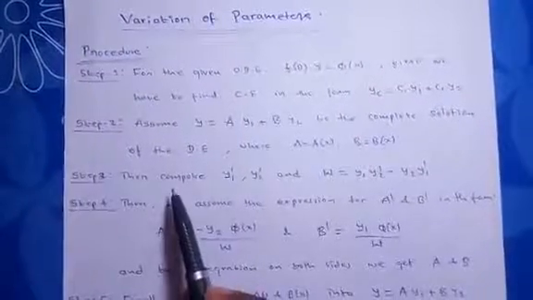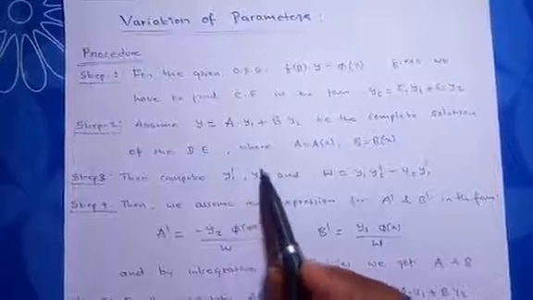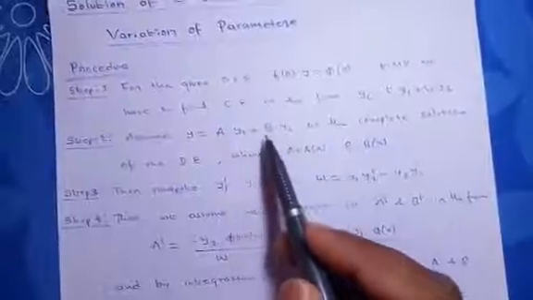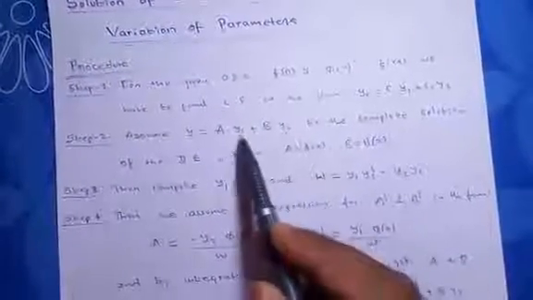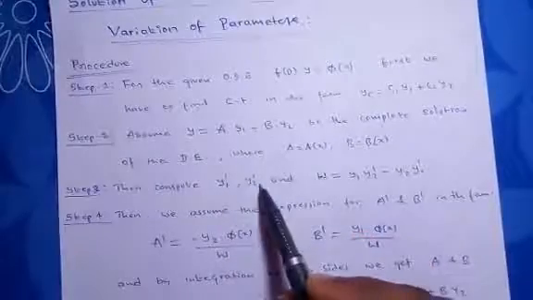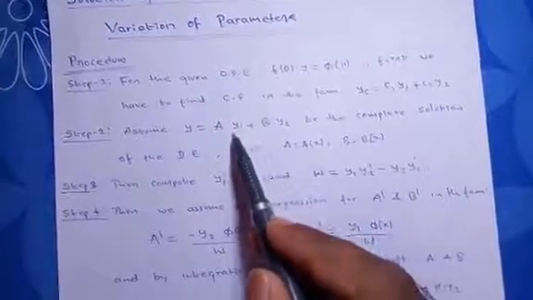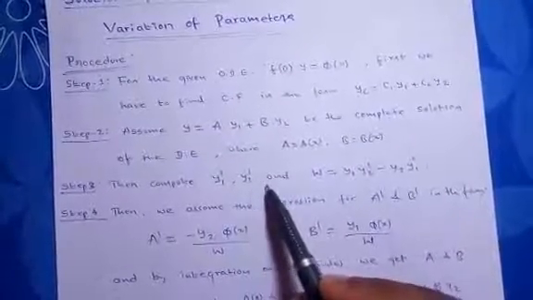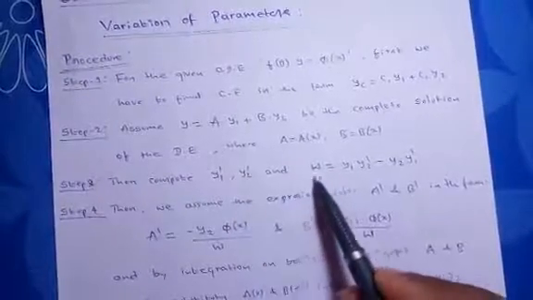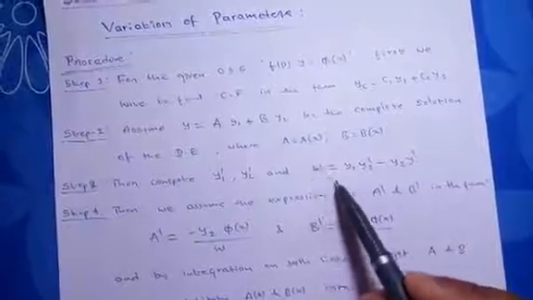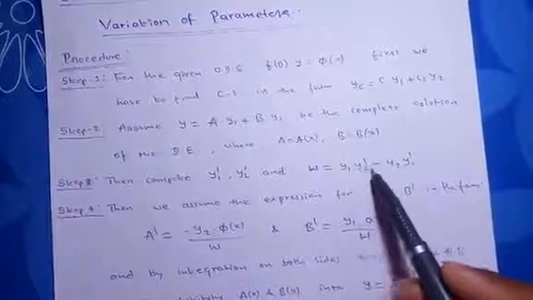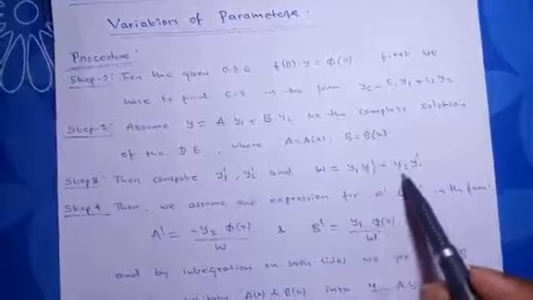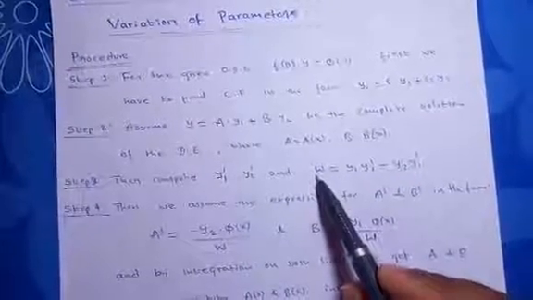Next, step 3. Then compute y1 dash and y2 dash. It means here the coefficient of a is y1 and the coefficient of b is y2, and find out their derivatives y1 dash and y2 dash. By substituting these terms into the formula, the Wronskian is defined by y1 into y2 dash minus y2 into y1 dash. Substituting these values into this formula, you will get W, the Wronskian.